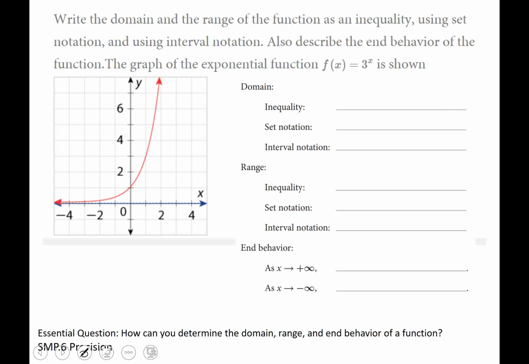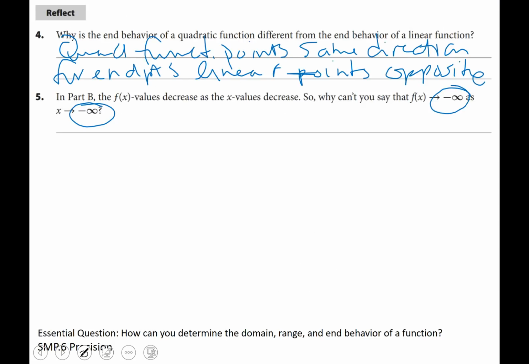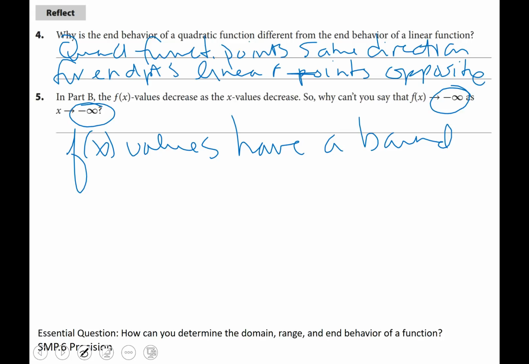That's why. So we would want to say that they don't decrease without bound there. Instead, they approach 0. So the f of x values have a bound at 0.